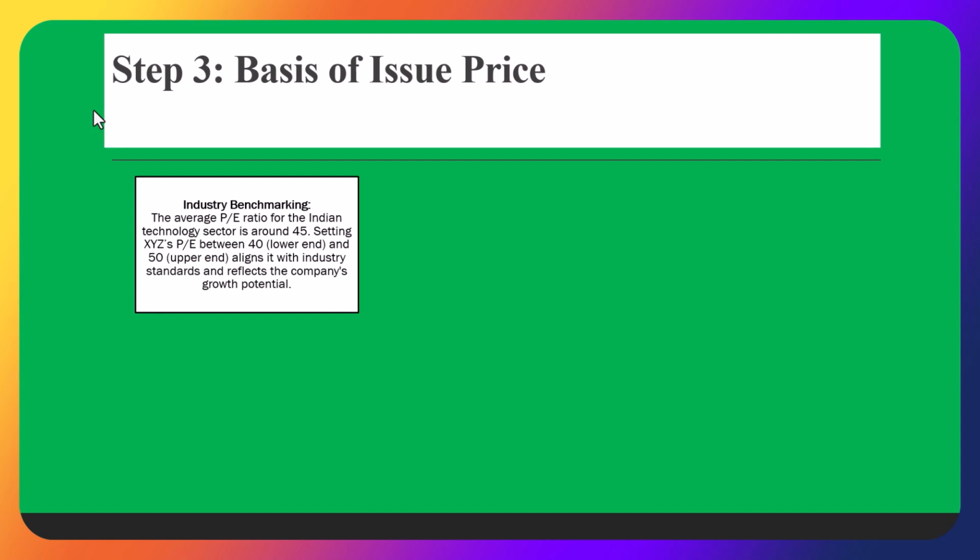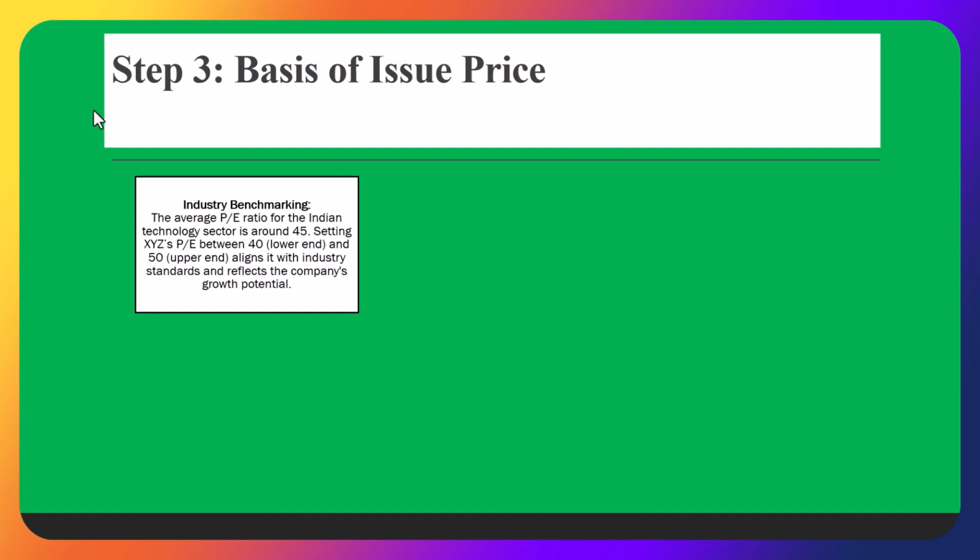Hopefully it should be around 45, so that means it will be trading at almost the multiple at which the industry is trading. If it goes beyond 50, then we say it is expensive. So as per the industry benchmarking, the company is good. Then we say that the company is reasonably priced. Okay, fine.